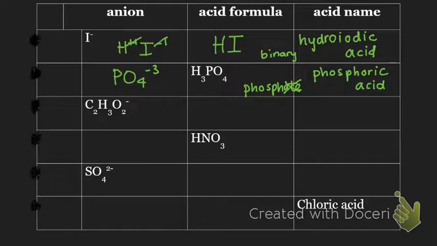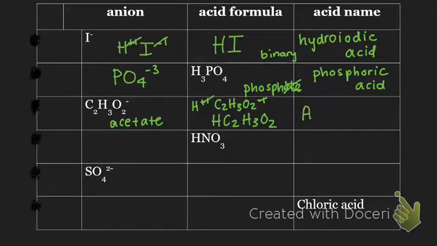This next one is called acetate. It's a polyatomic. When it reacts with hydrogen, hydrogen's a +1, acetate is a -1. So they will cancel out. And your formula will be HC2H3O2. And that is what we would call acetic, because we drop the ate and then we put the word acid.